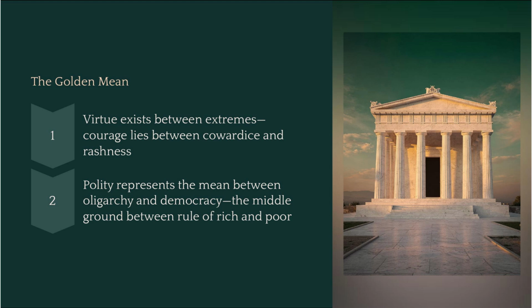This brings us to his famous philosophical concept, the golden mean. Aristotle believed virtue exists between extremes. For example, courage lies between cowardice and rashness. He applied this to politics. Polity represents the mean between oligarchy and democracy. It is the stable middle ground between the rule of the rich and the rule of the poor.